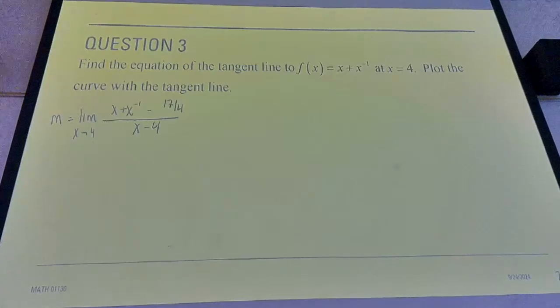So, first question. We know that x to the minus 1 means what? So it's x plus 1 over x minus 17 over 4. What's the LCD? For x, multiply the numerator and denominator by 4x.